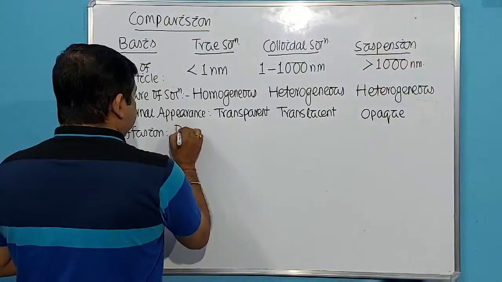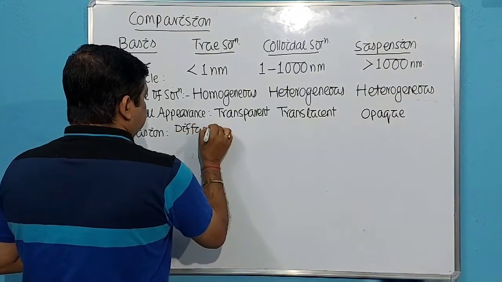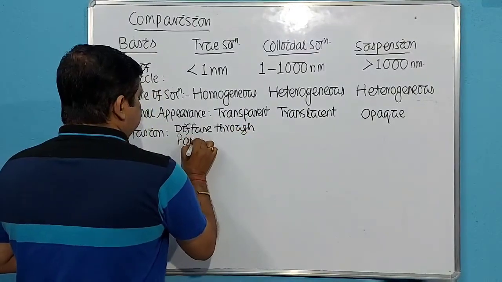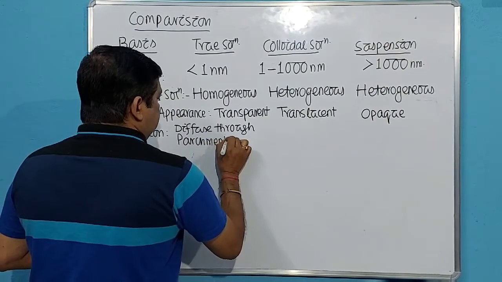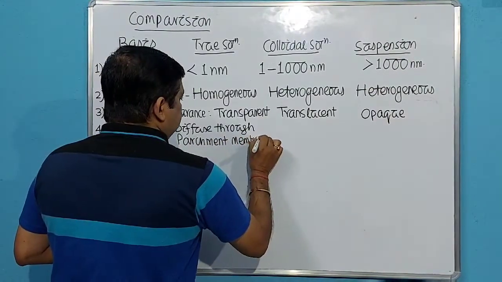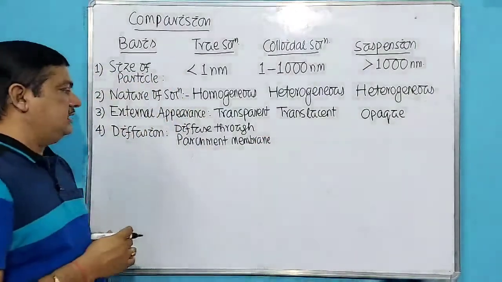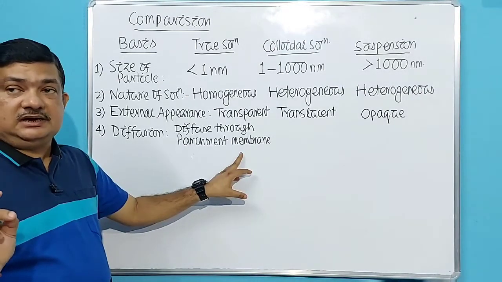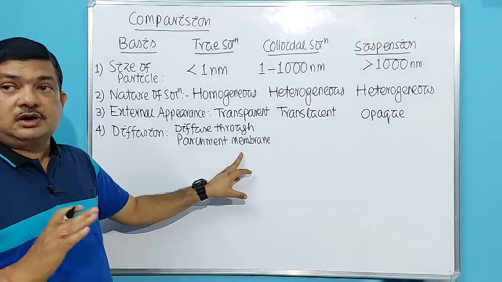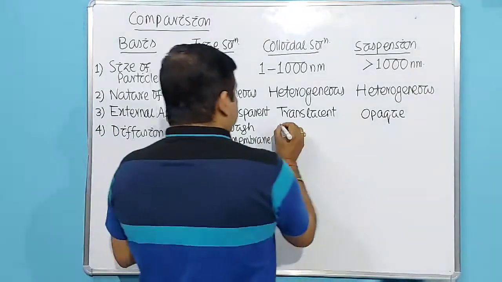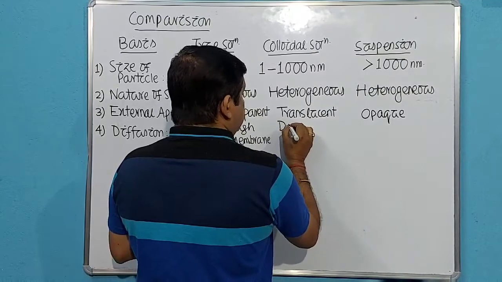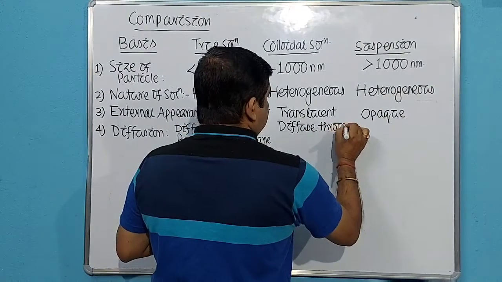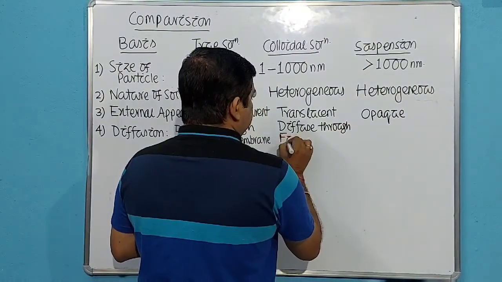So diffuse through parchment membrane. I will not repeat what is parchment membrane. I have already told you. The membrane with small hole size made from animal skin is called parchment membrane. Okay. So because of the smallest size of the particle, the true solution can easily pass through or diffuse through parchment membrane. So here in case of medium particle size, they can diffuse through what? Filter paper.